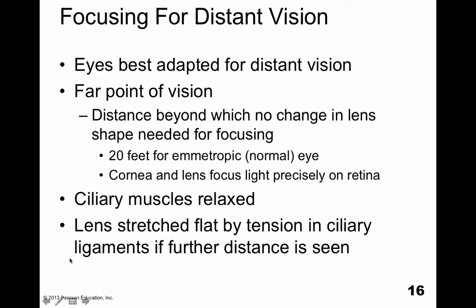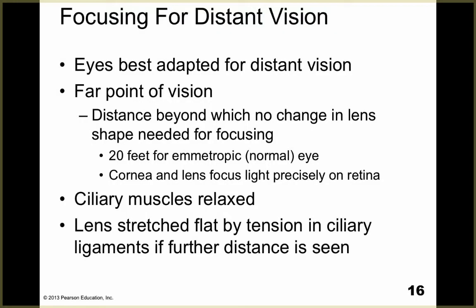So let's talk about how our eye focuses for distance vision. Our eyes are actually best adapted for distant vision. And that far point of vision is basically at 20 feet. This is the distance beyond which no change in the lens shape is needed for focusing. So think about it. Whenever we need the lens to change shape, it's so that we can see things that are really close. And that is something that, evolutionarily speaking, hasn't always been really important.